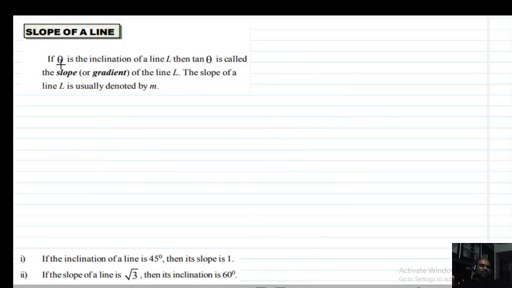Observe here. If theta is the inclination of a line L, then tan theta is called the slope or gradient of the line L, and the slope of L is usually denoted by m. Okay, I will draw the diagram for that.